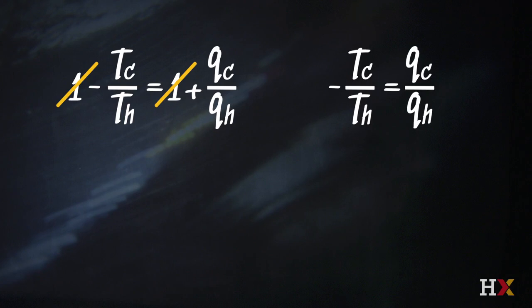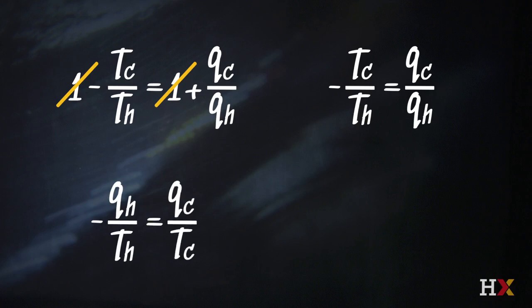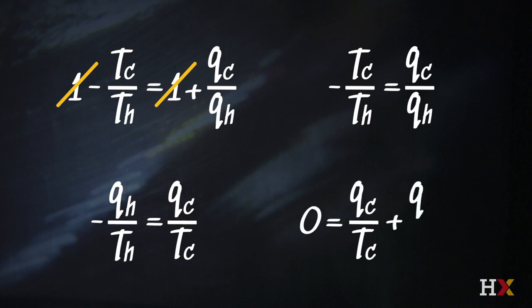All right, let's multiply this through by Q hot and divide it through by T cold. That will give me minus Q hot over T hot is equal to Q cold divided by the cold side temperature. But if I move that over to the right-hand side, that gives me 0 is equal to Q cold over temperature cold plus Q hot over the high temperature.